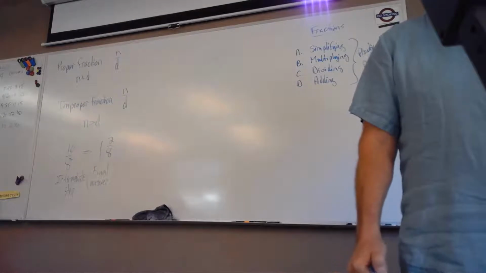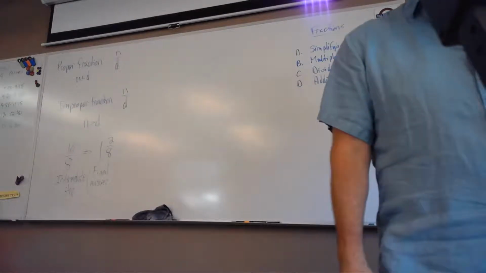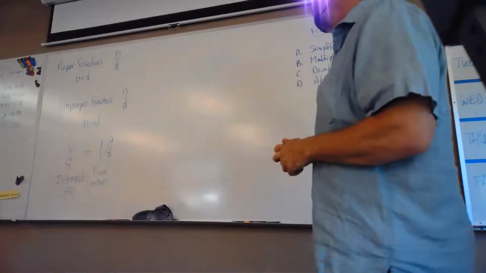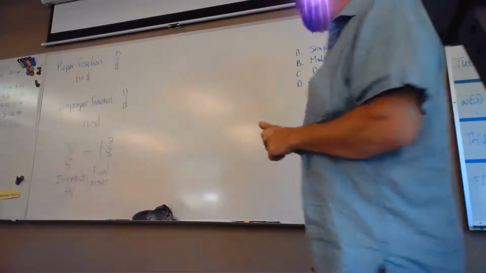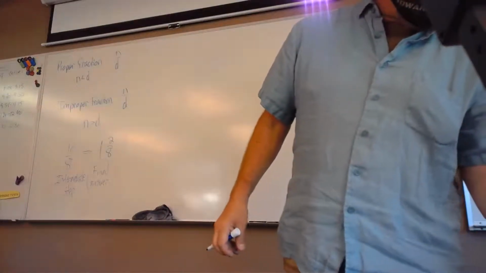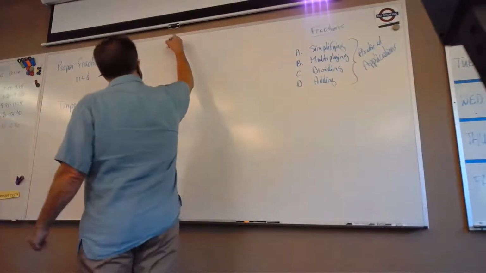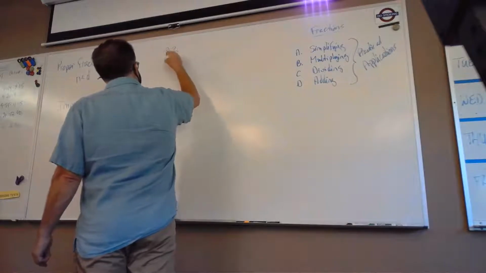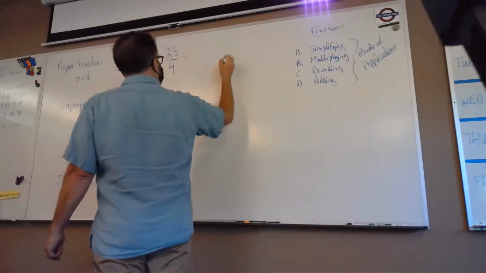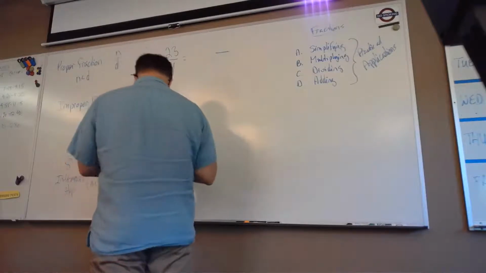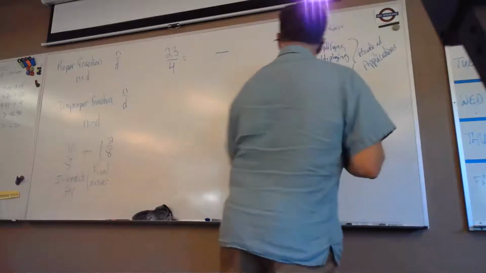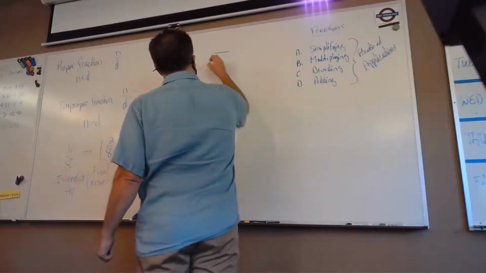Let's see. Writing improper fractions as mixed numbers. Yeah, let's do that. Let's go back and forth because it can be useful to go back and forth. So let's start with 23/4, and we're going to go to a mixed number. So we're going to have a whole number and a fraction. And hopefully you'll just be like, oh yeah, I know how to do that.